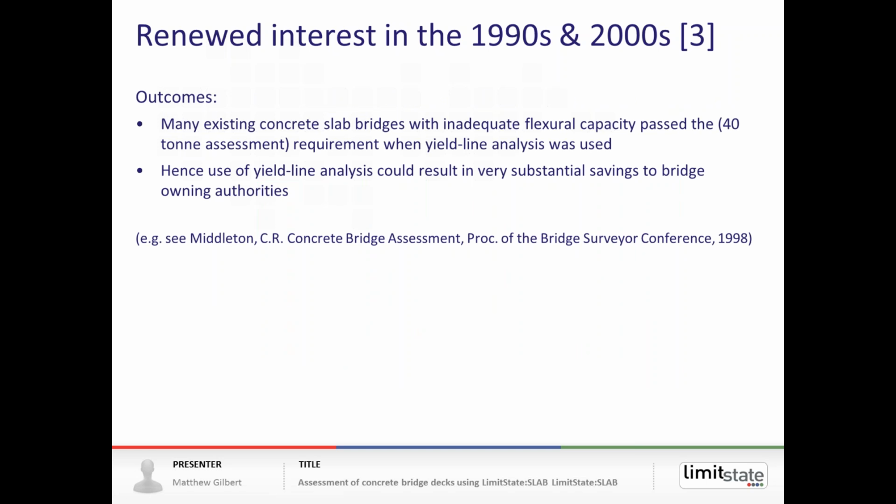So, to summarize what I've just said: many existing concrete slab bridges with inadequate flexural capacity turned out to have the required capacity when the Yieldline method was used, and this clearly led to significant savings to bridge owning authorities who effectively didn't need to carry out expensive strengthening work in those cases.